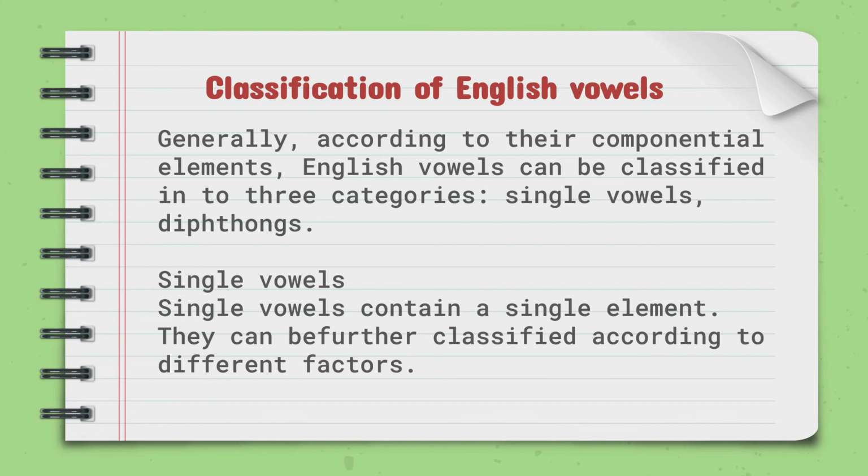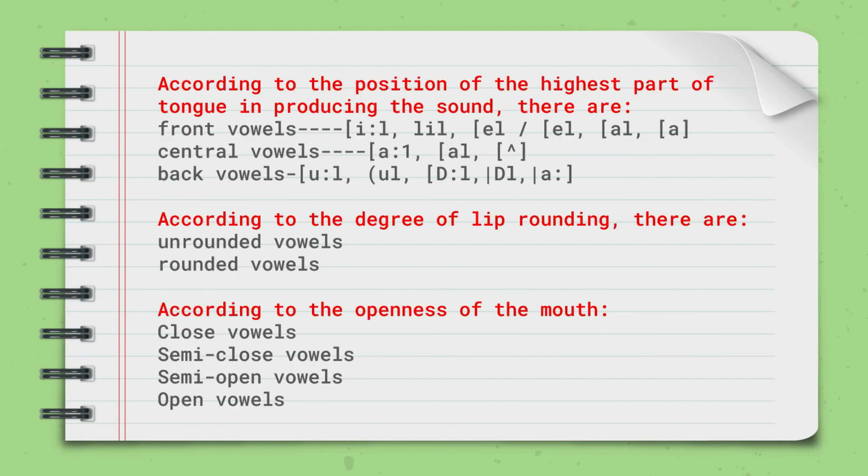Classification of English vowels. Generally, according to their componential elements, English vowels can be classified into three categories: single vowels, diphthongs. Single vowels contain a single element. They can be further classified according to different factors. According to the position of the highest part of the tongue in producing the sound, they are front vowels, central vowels, back vowels. According to the degree of lip rounding, they are unrounded vowels and rounded vowels.